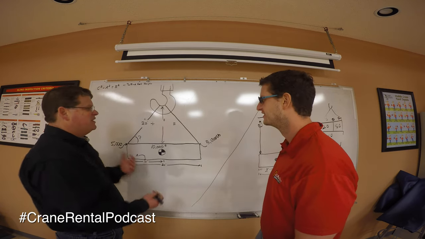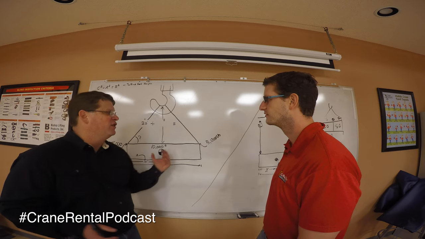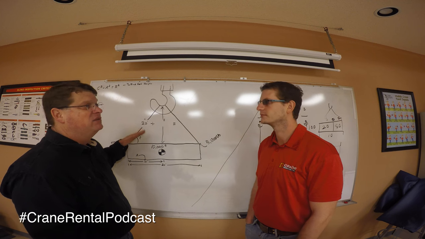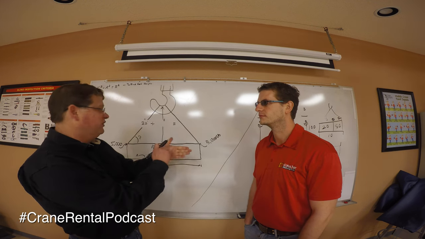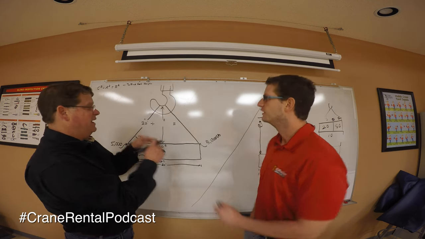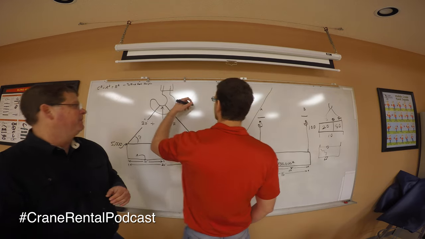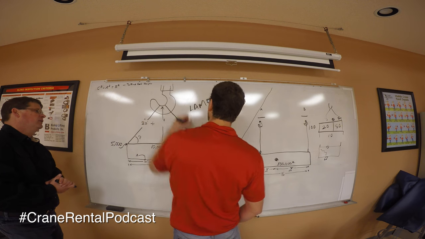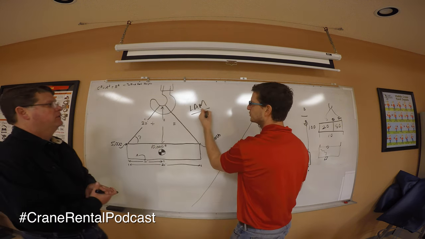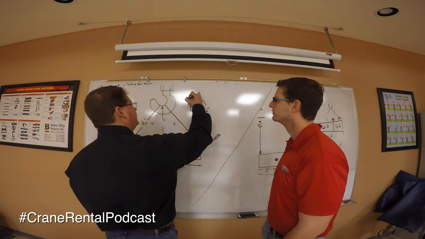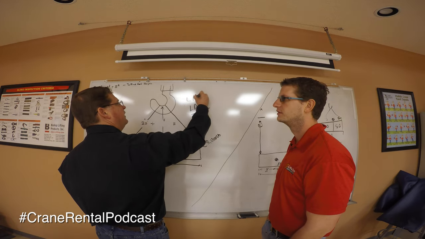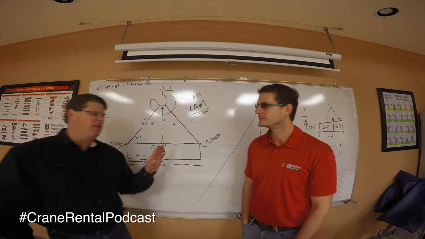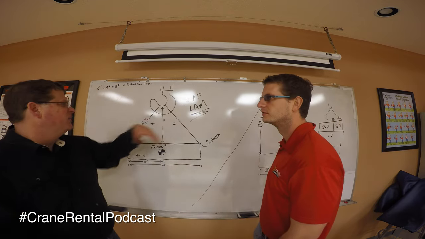So what we have to do is know mathematically. Now, there's other ways to do this. If I know this angle, I can simply look it up in a book, and it'll tell me what to multiply 5,000 by. We call that the load angle multiplier, or LAM for short. You will also see it as LAF, load angle factor. Same difference. You see them both ways.